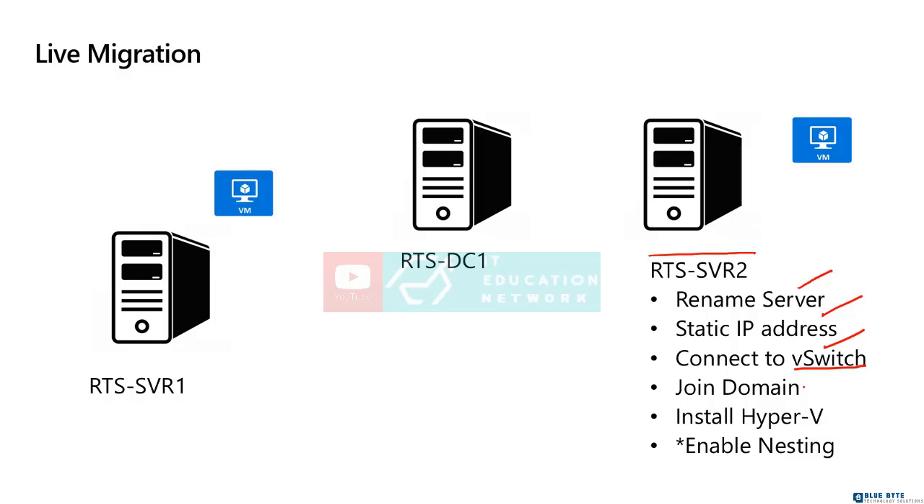I'm going to then join it to the domain. I'm going to install Hyper-V. Now, we know from an earlier lesson, to install Hyper-V on a virtual machine, you do have to enable this virtualization nesting. We do that from PowerShell on the host, so we will do that as well.